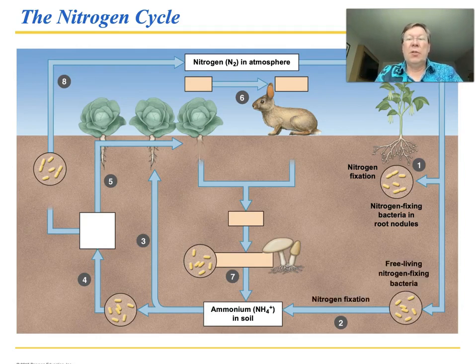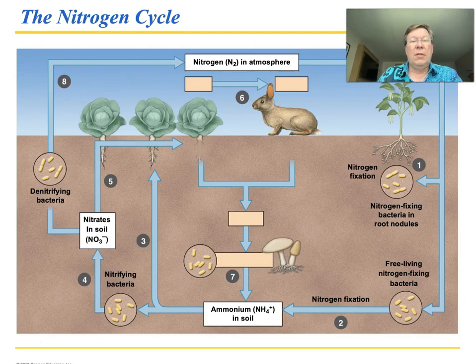We have this process called nitrogen fixation. And these root nodules and the free-living nitrogen-fixing bacteria, they're the ones who are allowing us to get the nitrogen out of the atmosphere, and it's able to put it into the soil. Now once it's in the soil, now we have to follow the numbers. We go this pathway.